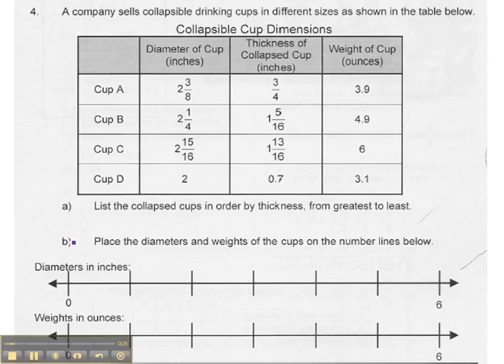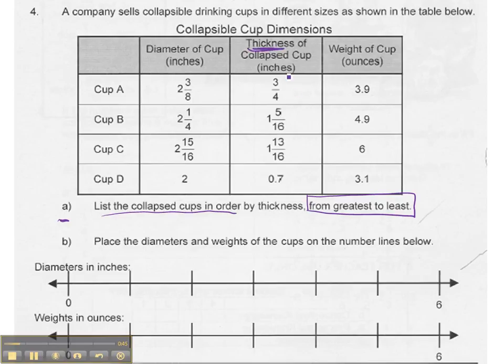All right, part A asks us to list the collapsed cups in order by thickness. Anytime you have a problem that's asking you to list in order, you want to pay careful attention to the order they specify. Here they say from greatest to least. So we're looking for the biggest number first.